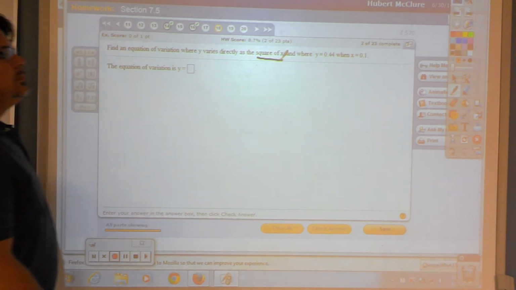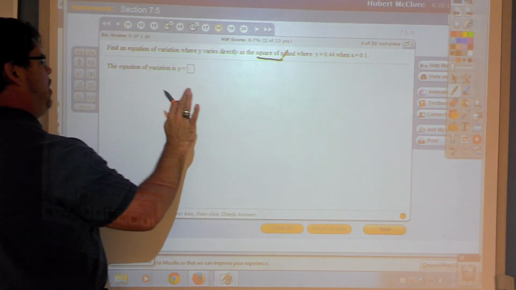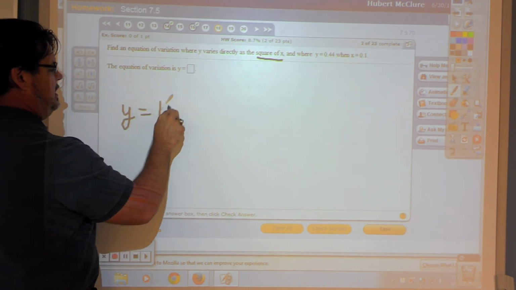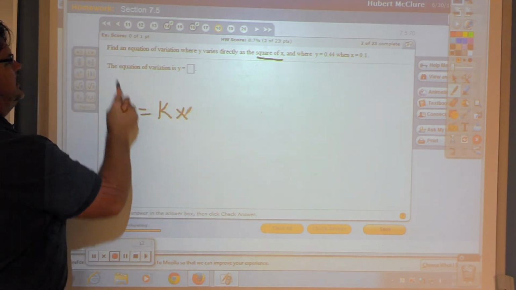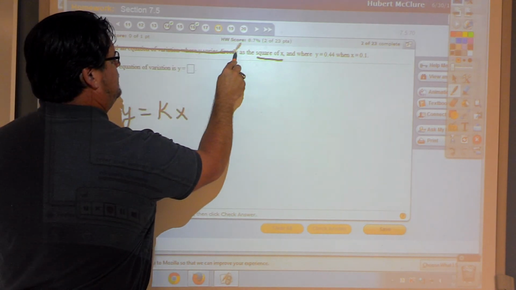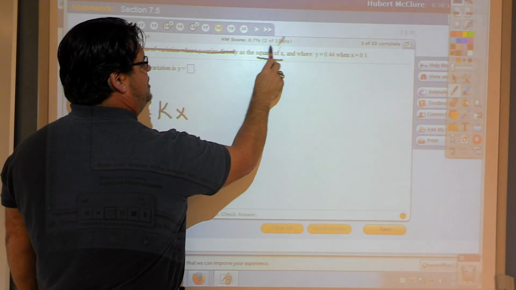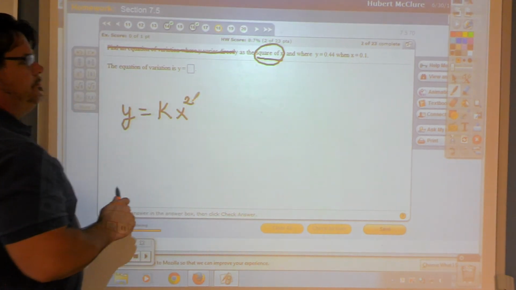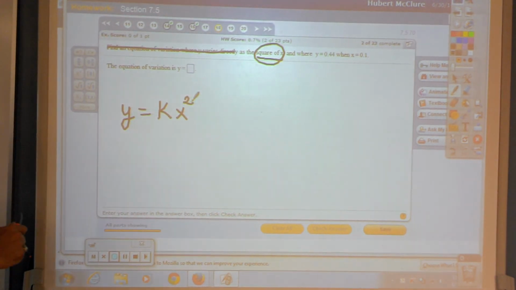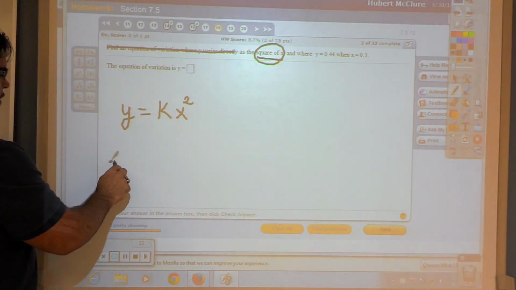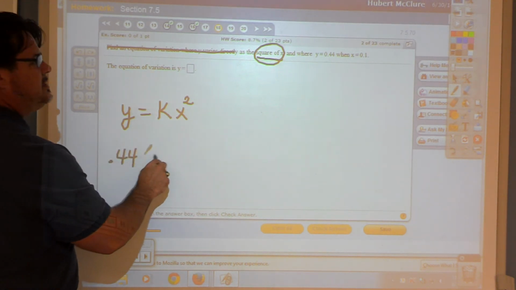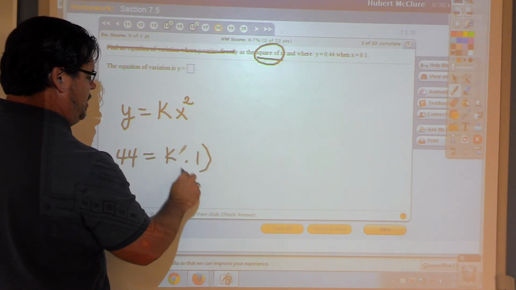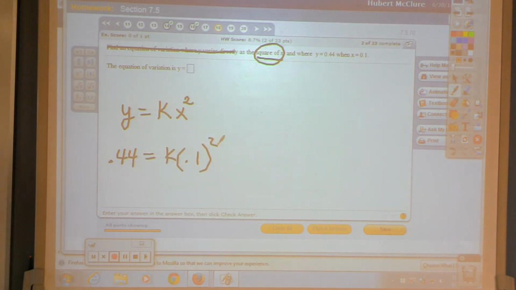So first of all, y is equal to k times x, and that is right there. The only thing you haven't done is this. So what are you gonna do? You're gonna put a square there. Okay. And now plug in what you need to. 0.44 is equal to k times 0.1 quantity squared. Solve.